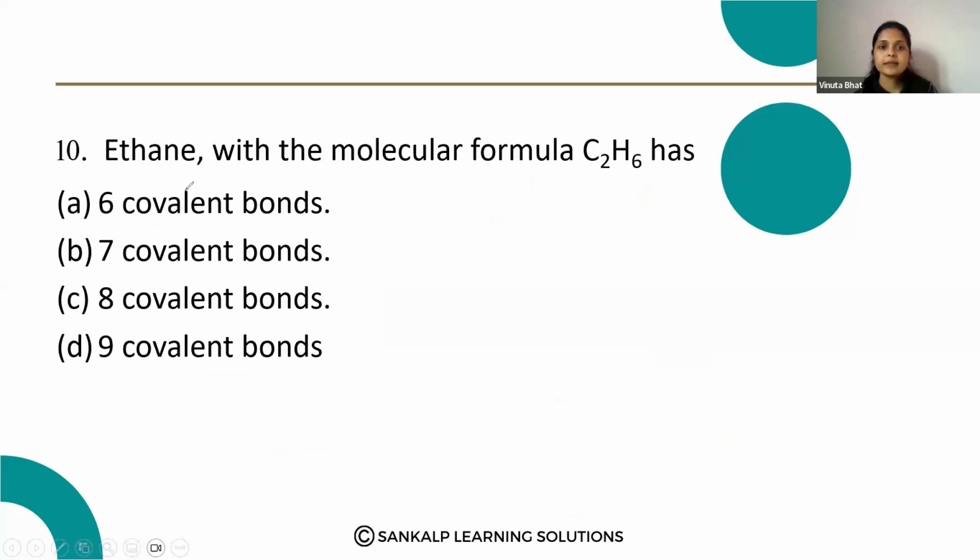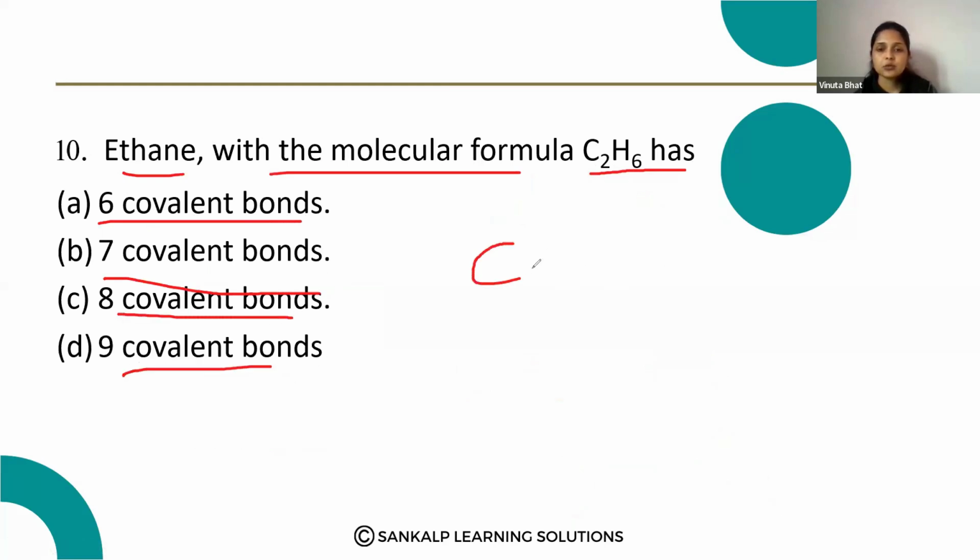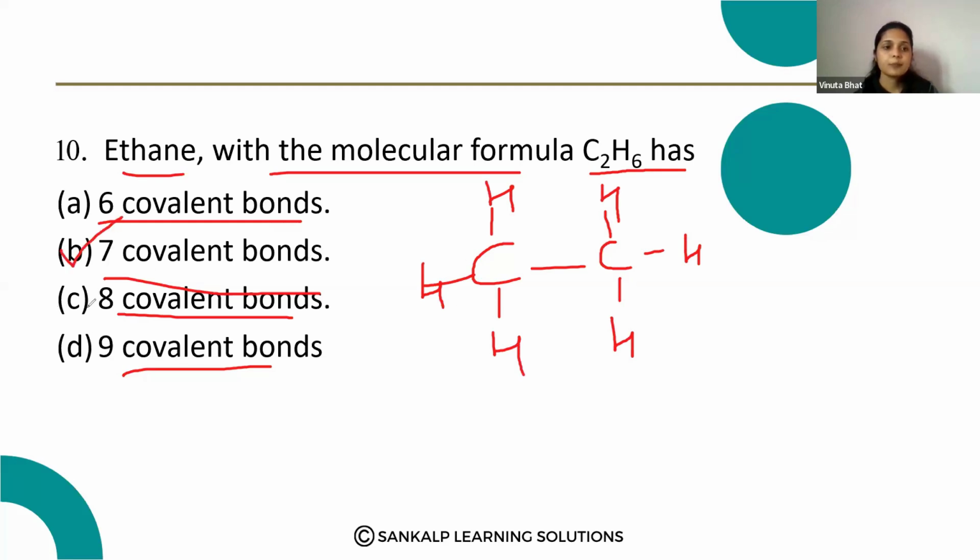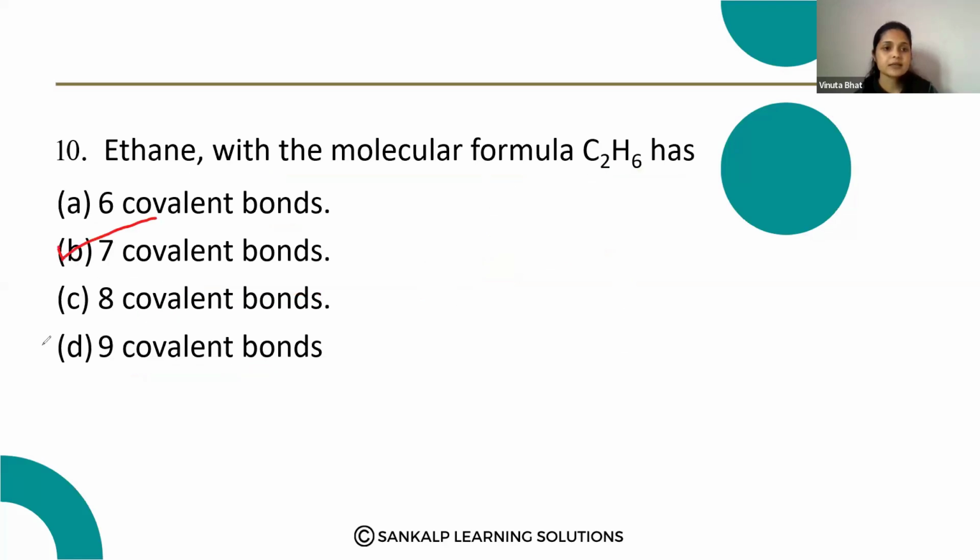Next one. Ethane with molecular formula C2H6 has 6 covalent bonds, 7 covalent bonds, 8 covalent bonds, or 9 covalent bonds. C2H6, 1, 2, 3, 4, 5, 6. So which has how many covalent bonds? 1, 2, 3, 4, 5, 6, 7 covalent bonds. Option B is the correct answer, 7 covalent bonds.